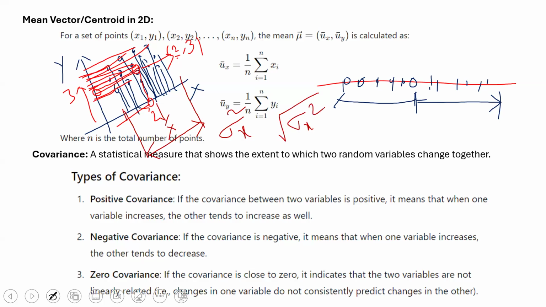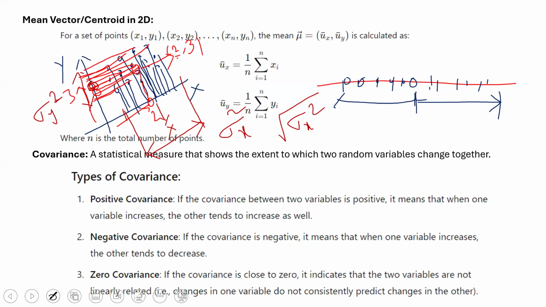And if I consider this as the mean on the y-axis, this would be the variance on the y-axis. How far the points are dispersed from the mean is what variance measures, right? So that becomes sigma y square, which is the variance along the y-axis. Now we know the variance along the x-axis and the y-axis, how the points are dispersed along each.